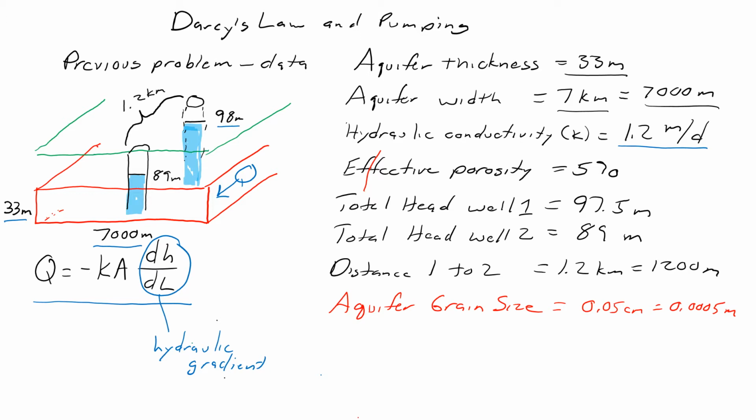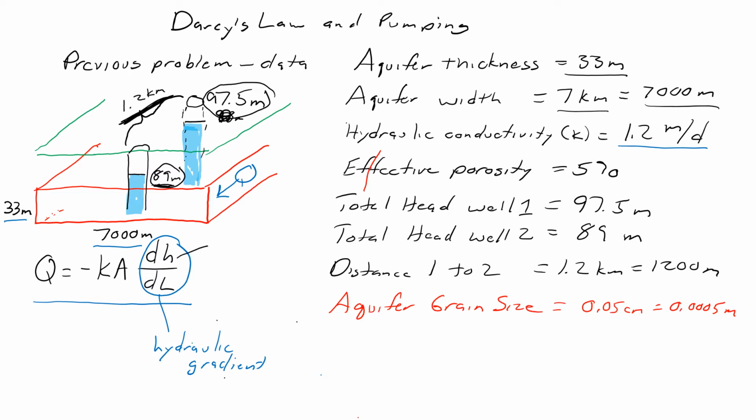You can see that this well here is at 98 meters. Actually, I wrote that wrong from the previous example. This should be 97.5 meters. Let's get this exact. So 97.5. This one right here, 89 meters. So there's a gradient between well 1 and well 2. This well that's set back a little bit right here is 8.5 meters higher than this closer well, and the distance between those is 1.2 kilometers.